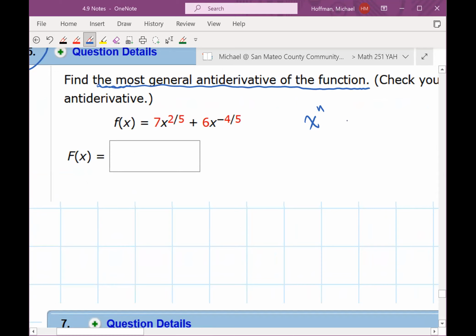then I end up having to increase that exponent and divide by whatever that new exponent is, or multiply by 1 divided by it. So I'm going to rewrite this function here and say, what are these exponents? Here now, the inverse power rule, we're going to be adding 1 to those fractions.